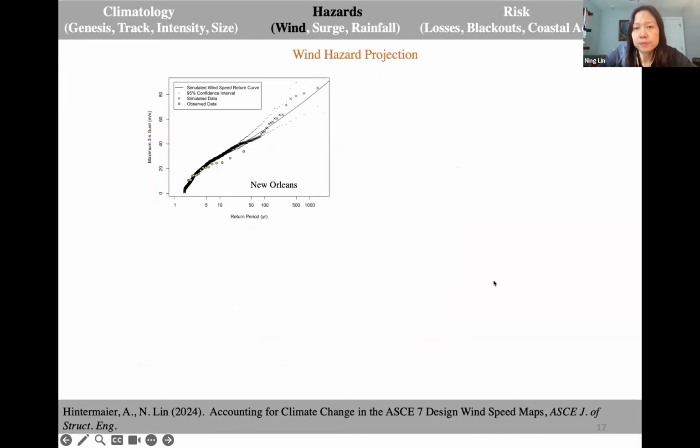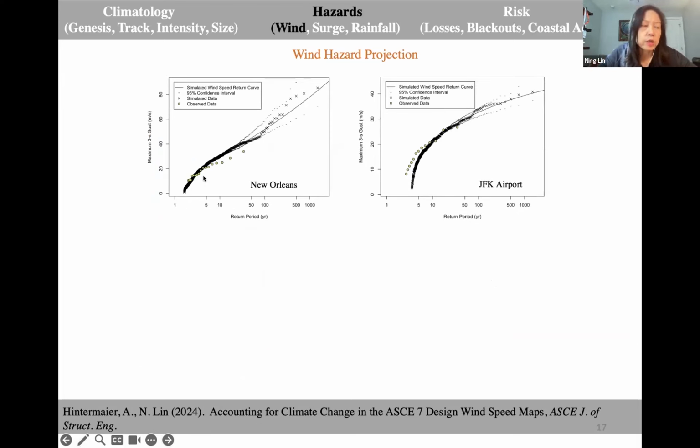Here's some other evaluation. We can use the TC model to simulate a lot of storms, and each storm will simulate the wind. For any given location, we can figure out the maximum 3-second gust wind as a function of return period. This is for New Orleans. The green dots are observations, and the black is the simulation. You can see that we can match the distribution really well. So that's an evaluation of the TC model and also the wind model.